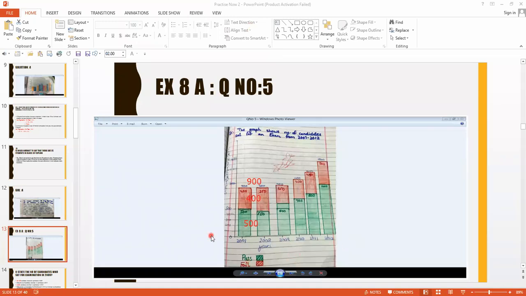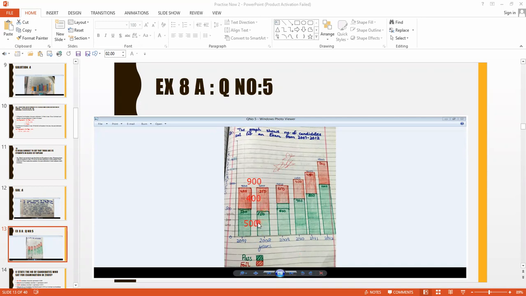Similarly, you have to see from your book. In 2008, the total pass students are 600. Look here, the pass students are 550 and the fail are 250. But again, the total value is 900.